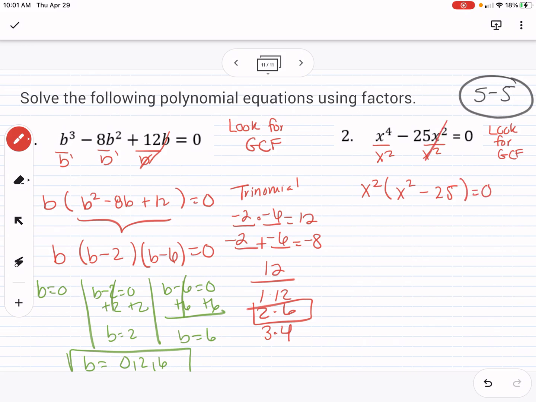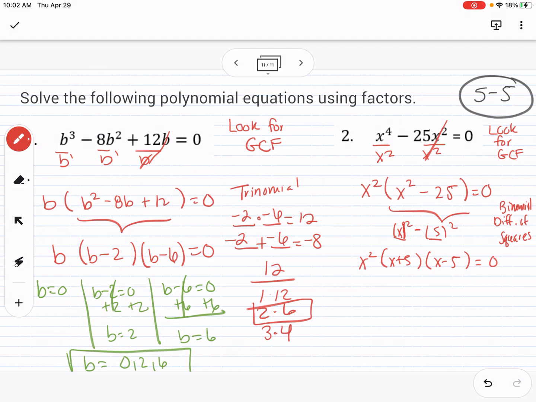Now I'm going to look inside this parenthesis, see if I can factor it more. It's a binomial. So I can do a difference of squares since it's a subtraction problem. Here I notice this is x squared. Then minus 25 is actually 5 squared. So since it's a difference of squares, I can write it as 2 factors. Both of them are going to have the x and the 5. It's just one will be plus 5, one will be minus 5. And that x squared that we factored out at the beginning goes out in front.